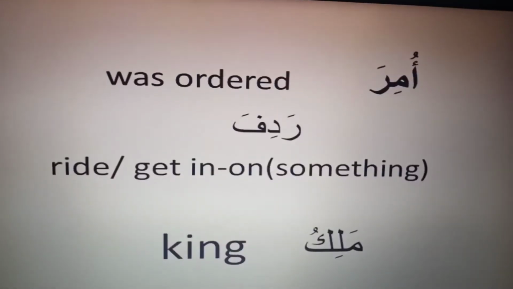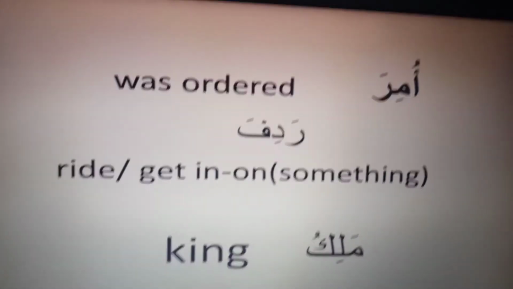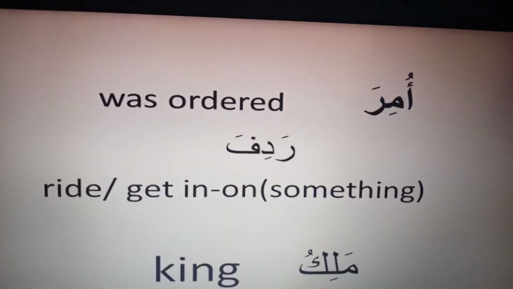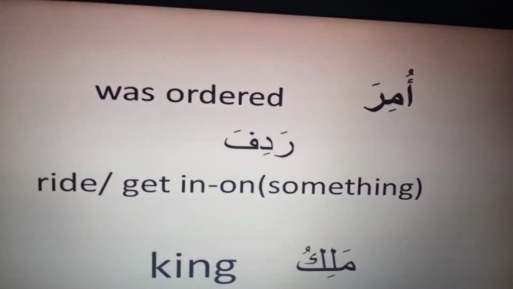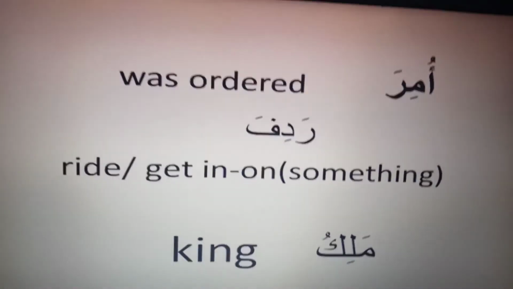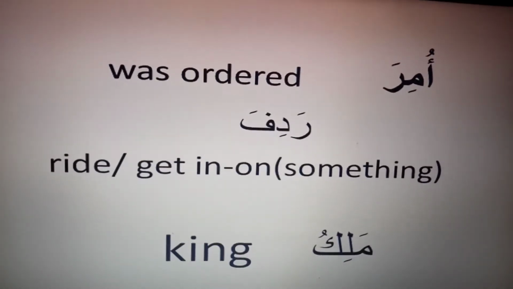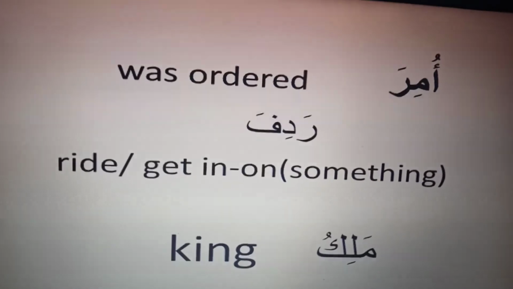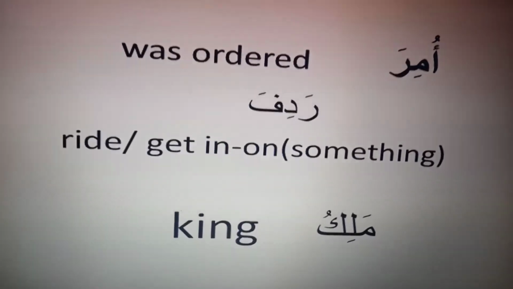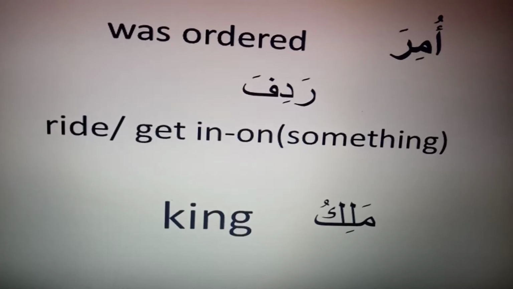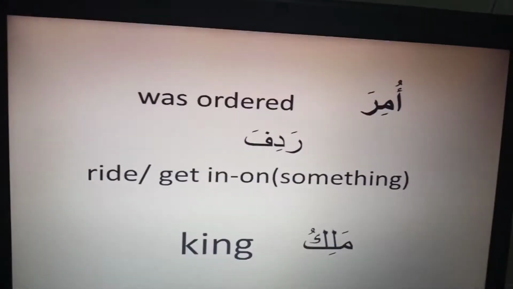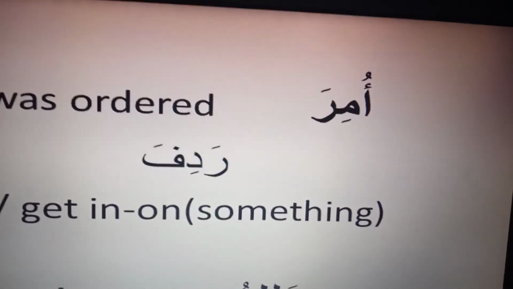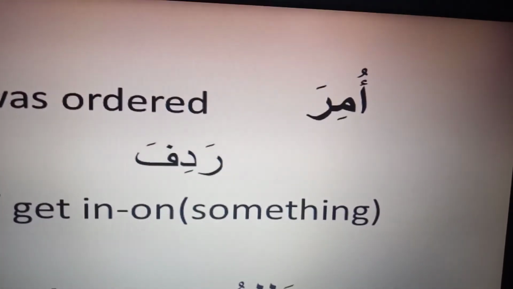Moving to other 3 examples. The first one is umira, meaning was ordered. That's a passive form of a verb. The second one is radifa, meaning ride or gets in or on something. And the third example is maliku, meaning king.